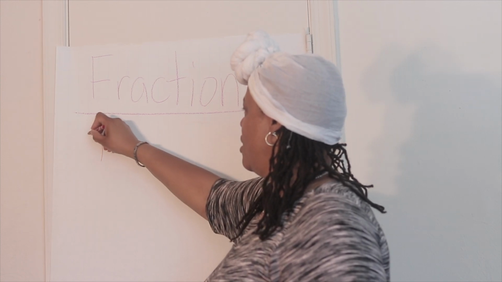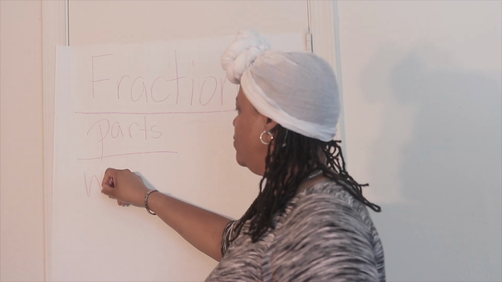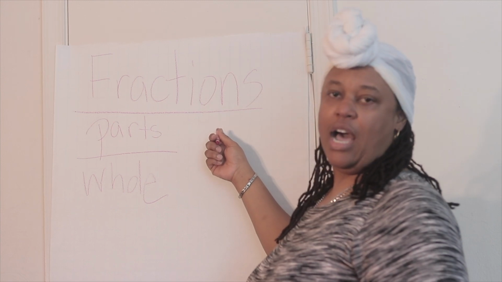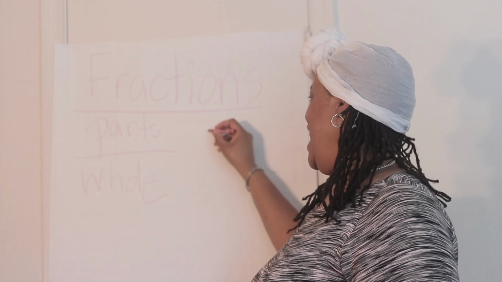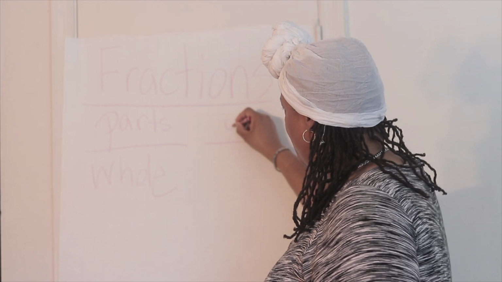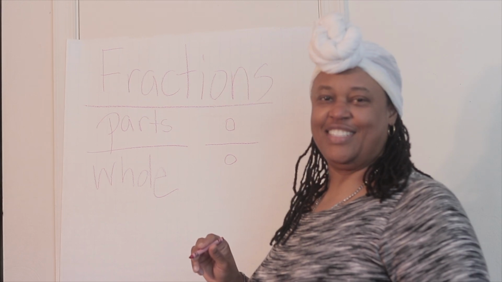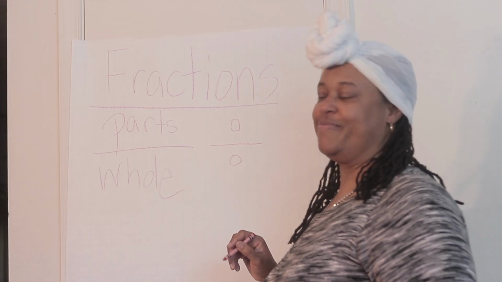Let's get started. Fractions. Fractions are parts to whole. The number on the top is part of the number on the bottom, which is the whole, and we have a divider in the middle. So if you've ever seen this sign, a division bar, that's what a fraction is. Today we're going to divide the part into the whole number.